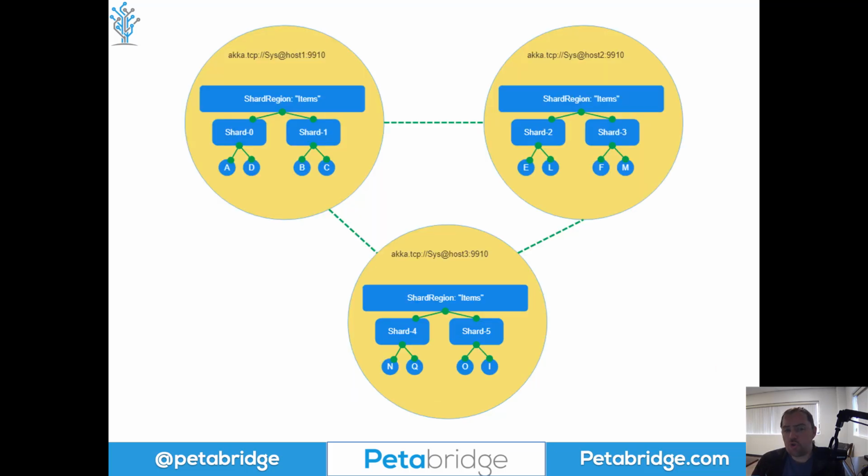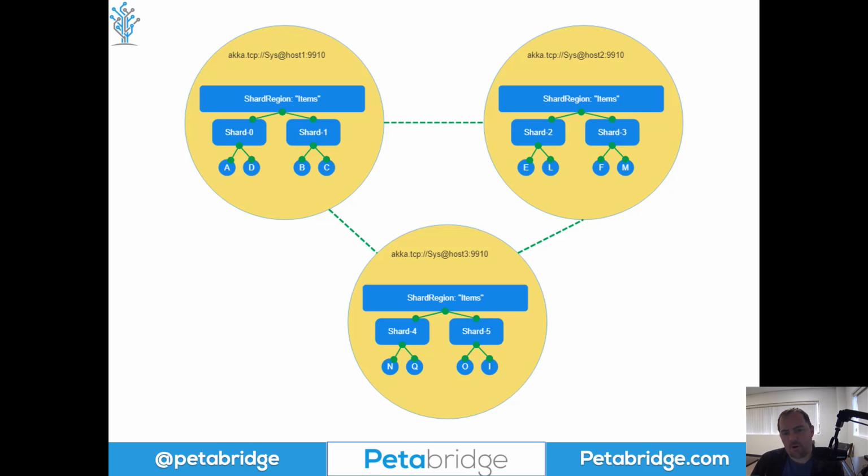So if we were to launch 2 more instances of this sharded process we just saw, here's what our state distribution might look like. We have 3 different hosts all running the exact same piece of Akka.NET code. They're all hosting the item shard region, but they have different shards. Shards 0 and 1 are assigned to the first node, 2 and 3 to the second, 4 and 5 to the third. And as a result of that, they're going to also own different entities.